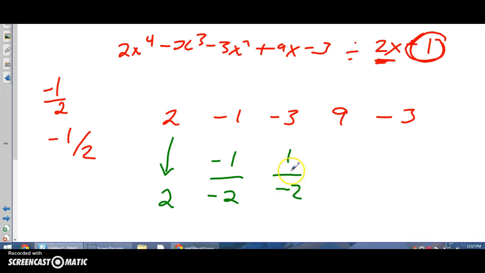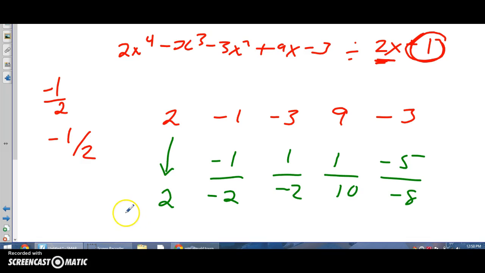That times that. Be careful. Minus times minus is a plus, so I have a positive, and that is again plus 1. And then that comes down when I add them together. That is 10. And finally, I multiply these together, and I get minus 5, and I'm left with these added together, which is minus 8.